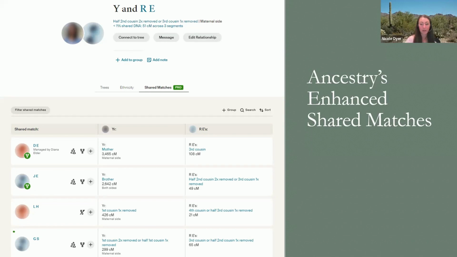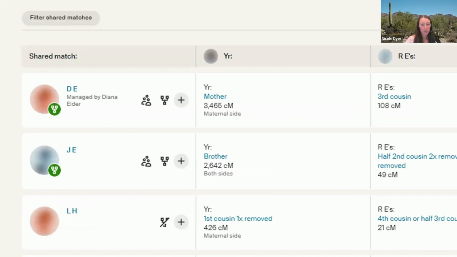Oh, great question. So right here, we're seeing maternal side, both sides, maternal side and maternal side. So that's what the question is asking. Let's zoom in a little bit on that. For the matches, this is called side view, and this is a special technology that Ancestry has created to identify which side of your family your matches are on. And it is not based on trees.